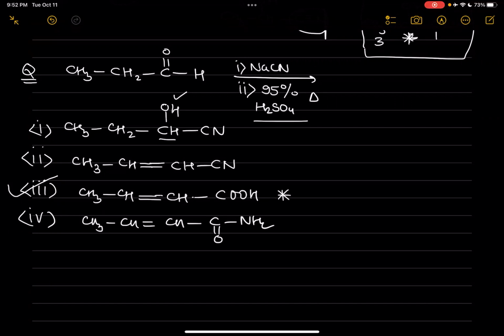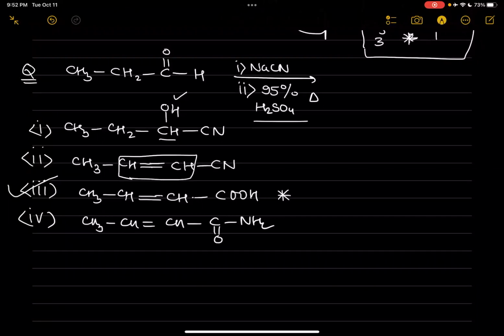So you may start thinking about what this H2SO4 can do, and you will have different questions coming to your mind. You may think that this H2SO4 may remove water from the alcohol. It can make alcohol dehydrate, or it can lead to the dehydration of alcohol as well as some partial hydrolysis of the CN group to amide.